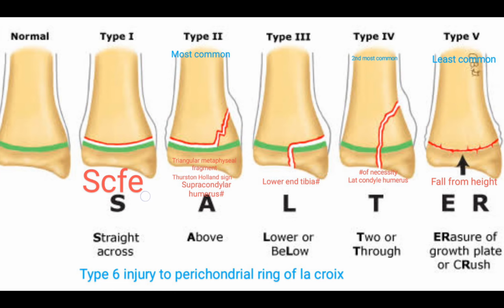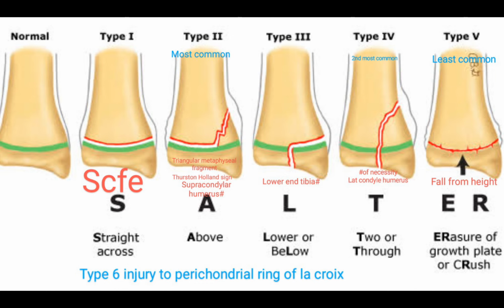Then in type 1, S for straight across the epiphysis. It is seen in SCFE, slipped capital femoral epiphysis. Then A for above means the fracture is above the epiphysis, and it is most common.